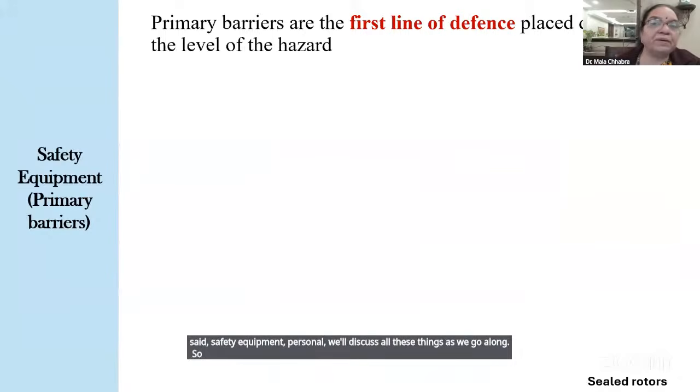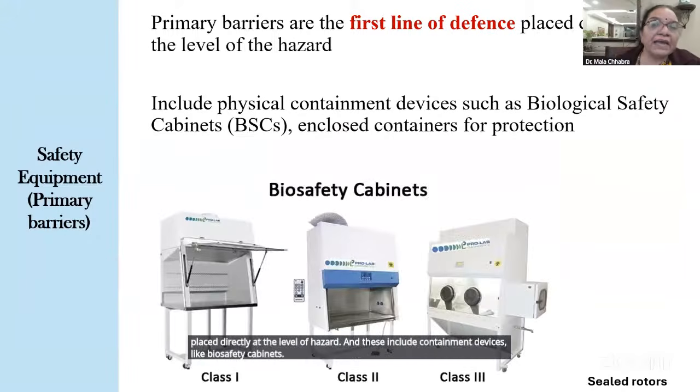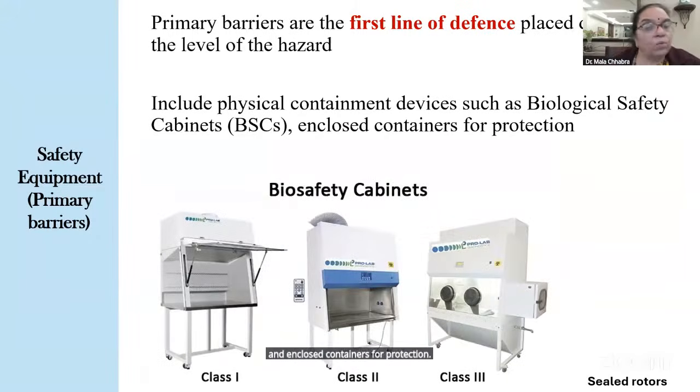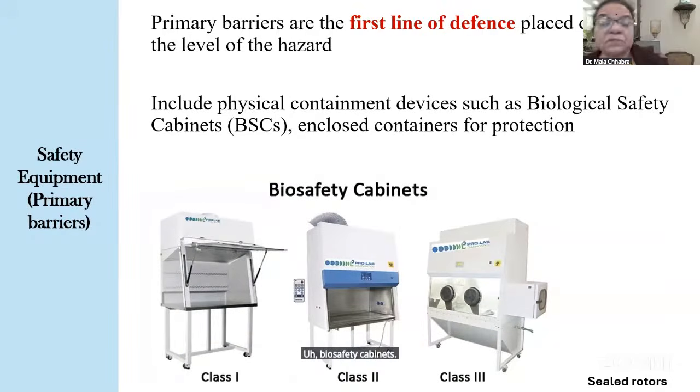So coming to primary barriers, which are the first line of defense, placed directly at the level of hazard. And these include containment devices like biosafety cabinets and enclosed containers for protection. Now, what are biosafety cabinets? These are class 1, 2, and 3 biosafety cabinets. Biosafety cabinet, usually class 2, is most commonly used in our laboratory, and after the NMC guidelines, biosafety cabinets are almost a must in the microbiology laboratory.